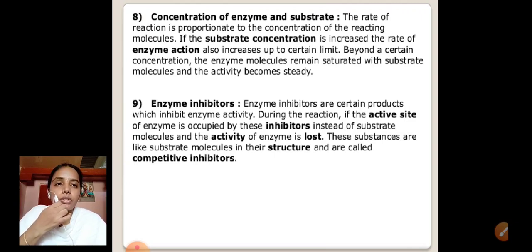Enzyme inhibitors. These are certain products which inhibit enzyme activity. During the reaction, if the active site of an enzyme is occupied by these inhibitors instead of substrate molecules, the activity of the enzyme is lost. These substances are similar to the substrate molecule in their structure and are called competitive inhibitors.